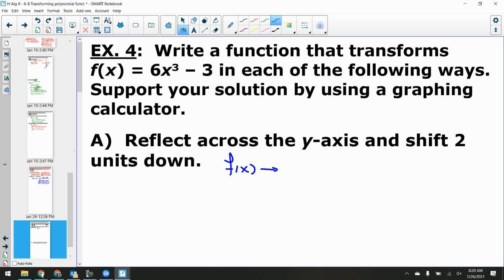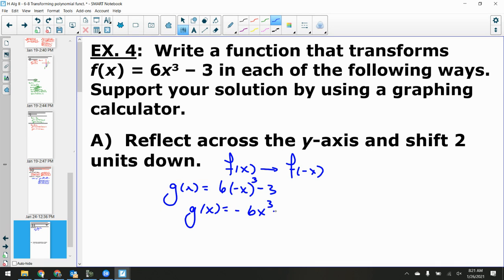Reflecting across the y-axis, what rule is that? f of x maps to what? f of negative x. So that means my halfway there g of x is 6 times negative x to the third minus 3. Follow me there? All right, well, take negative x to the third power. The negative is going to stick. So g of x is going to be equal to negative 6x to the third minus 3.